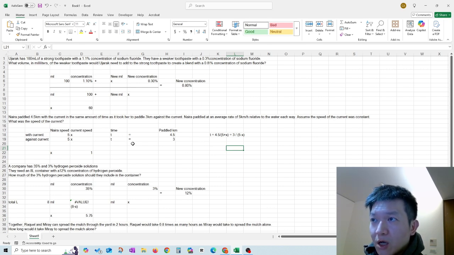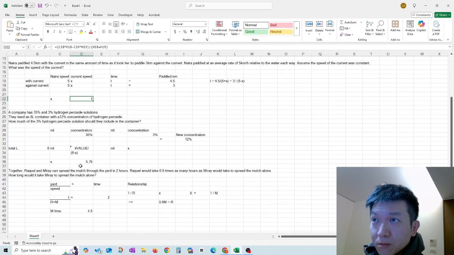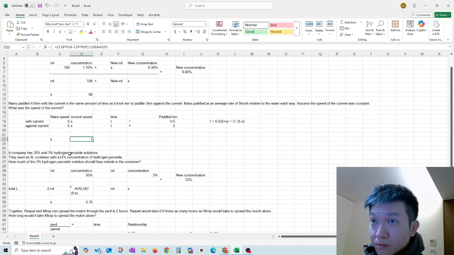There are 2 types of solution methods here, and if you prefer, this one is much easier to understand. Plus, it is according to the question, and x will be 1, meaning the speed of the current is 1.